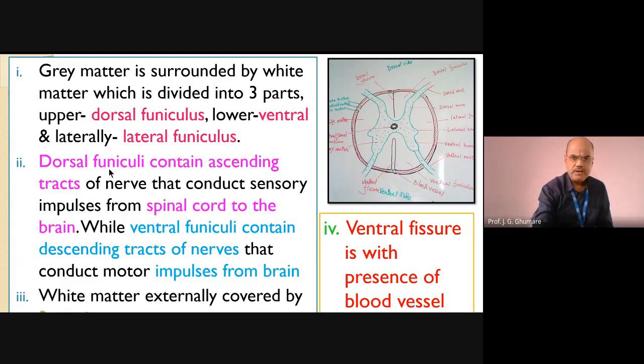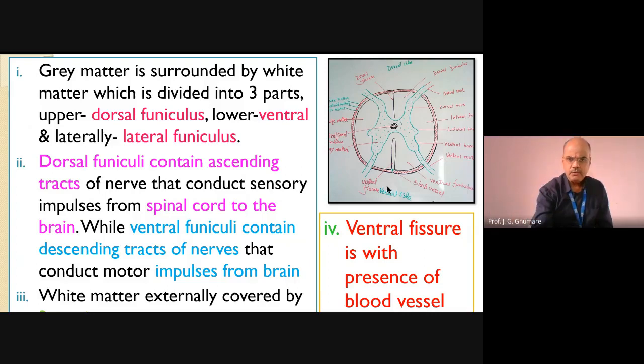Now, the dorsal funiculus will continue into the ascending tract, the nerve that conducts sensory impulses. See there, this one I am talking about. This will continue as a root. We call it the dorsal root, the one which will contain sensory nerves that will bring the message to the spinal cord. On the ventral side, the ventral funiculus will continue as the ventral root, the one which will contain motor nerves, and that will take the message from here.